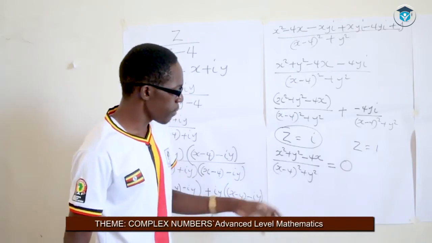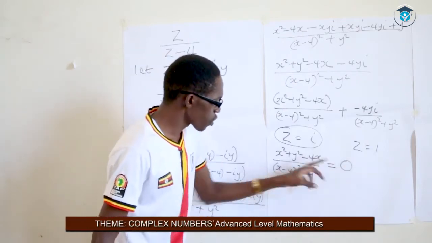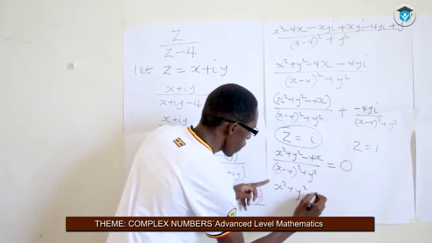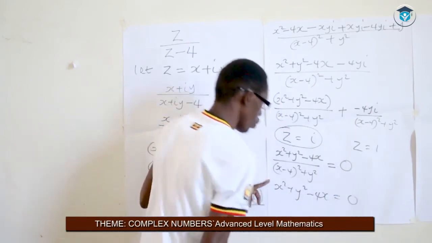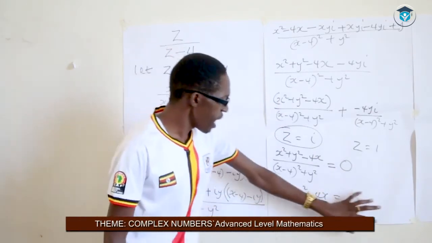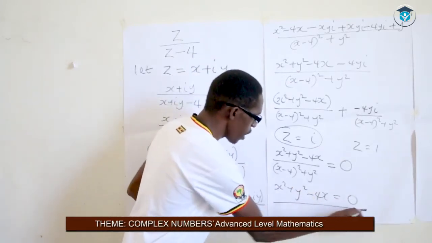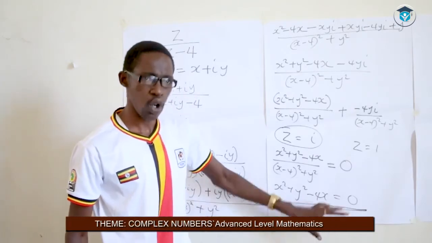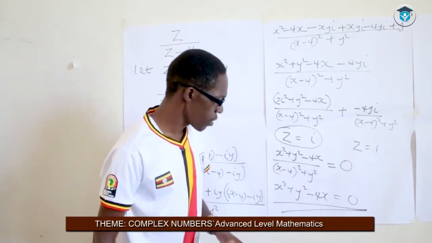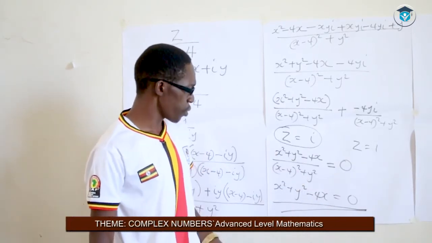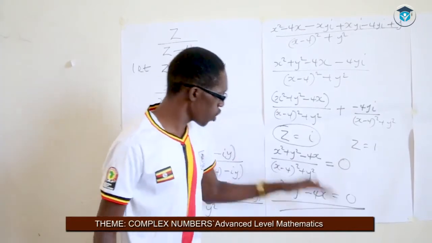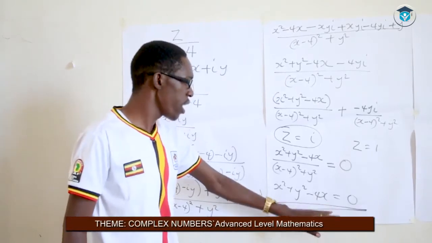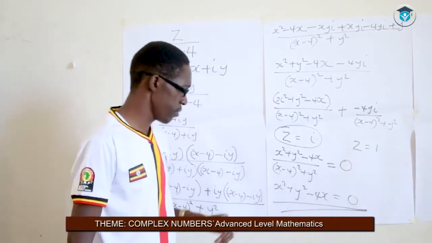And if you try to see it mathematically, when you cross multiply, we shall end up having x² + y² − 4x = 0. So we realize that this is what we are getting, and when you observe, this is purely a circle. So our locus here is a circle. And sometimes they can ask you, show that if this is purely imaginary, then it forms a circle, hence find the center and the radius.